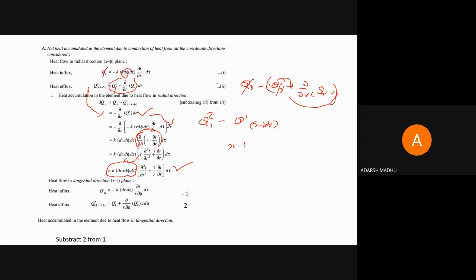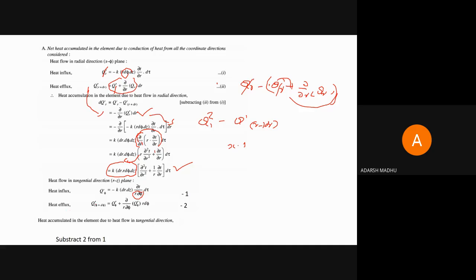Here for r we are taking dou t by dou r, the thickness in that direction. Dou t by dou r means the thickness on the r side is dou r. So here for phi, the thickness is r dou phi, right? So minus k into dr dz into dou t by r dou phi d tau.